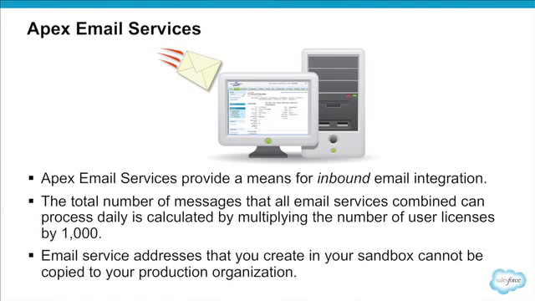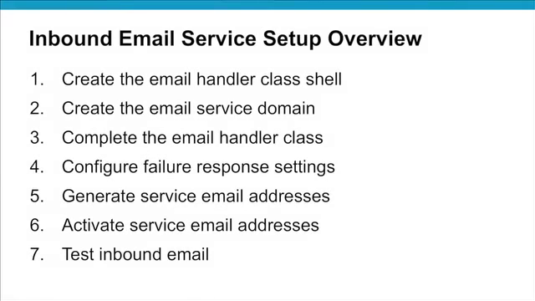Okay? All right, so let's first talk about inbound email. So we can create what's called an email service. And an email service is just that. It is a receiver of email which executes Apex code. There's a number of messages that we will process. It is 1,000 multiplied by the number of licenses that you have. So just doing the math, if you have 100 licenses, then we will process on a daily basis 100,000 emails via email services.